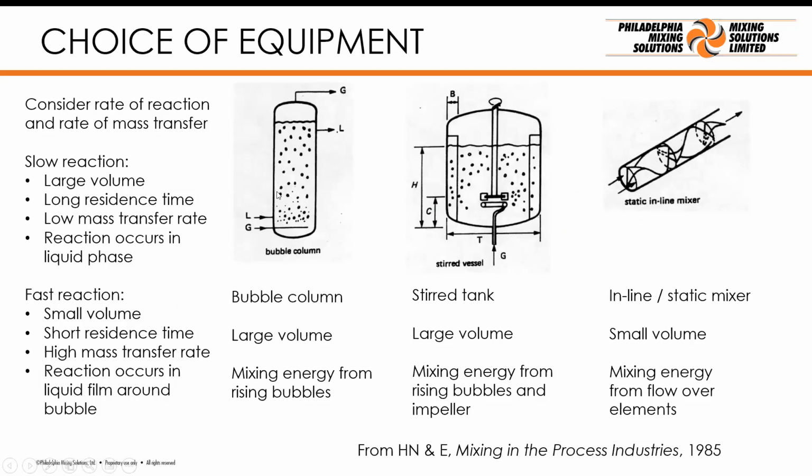If the reaction is slow, we can get enough mixing simply by bubbling the gas through the liquid. The mixing energy comes from the rising bubbles. Large volume, long residence time, low mass transfer rate. If we have a fast reaction, we only need a small volume and short residence time, but we need a high energy dissipation rate and a high mass transfer rate. Essentially all the reaction occurs in the film around the bubble. The molecule A never makes it into the liquid. So we can use an inline static mixer. In between the two, we have a stirred tank, which has a large volume. We get mixing from the energy of the rising bubbles and the impeller.